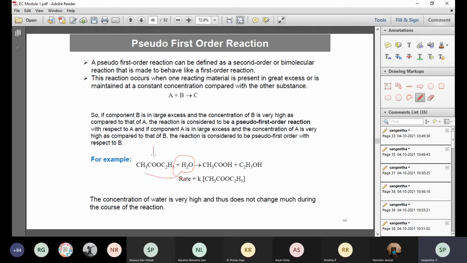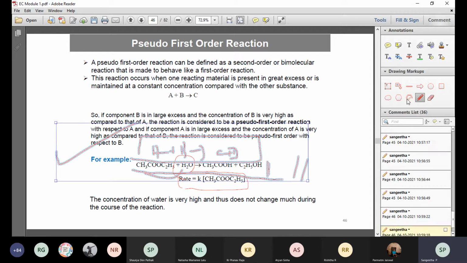We are going to take up, suppose, A plus B to give you C plus D. So maybe in general, some general equations I may give you, not giving you any examples. This is a well-known example, most of you might have studied, and writing the rate is equal to k, the rate constant, into CH3COO.